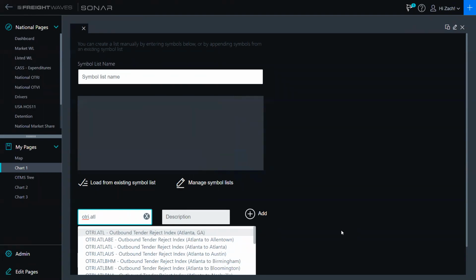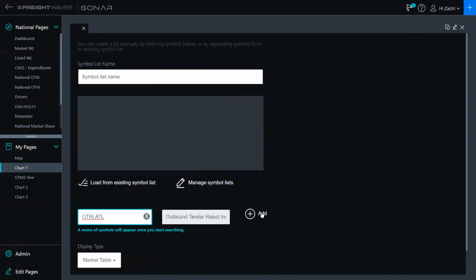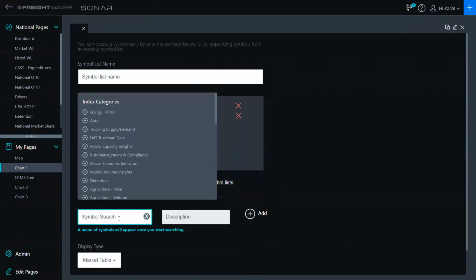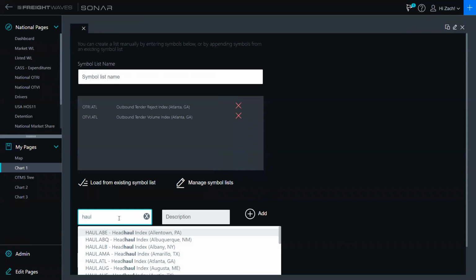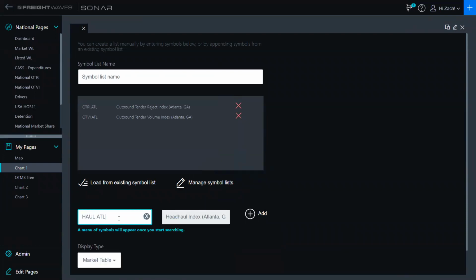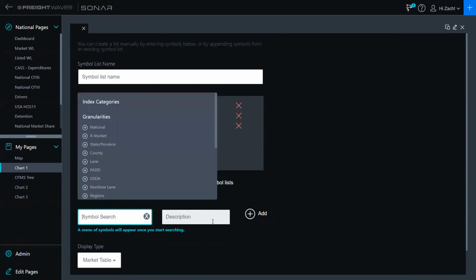So say we're looking to do Atlanta. You're going to click on try Atlanta, hit add. It adds the button there. Okay, I want to add OTVI, ATL. It can be a little cumbersome, but again, if you're only looking at a very specific region or a handful of markets that you're really trying to monitor, I would do this. I would do this too at a national level, just to have some of the biggest markets pulled up. I'd recommend doing that to get a quick read on the national capacity and volume situation.